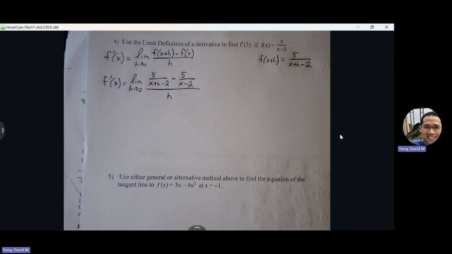I'm waiting for students to finish up 3, and then once everyone is done with 3, I'll show my steps for 4. Everybody good with number 3?